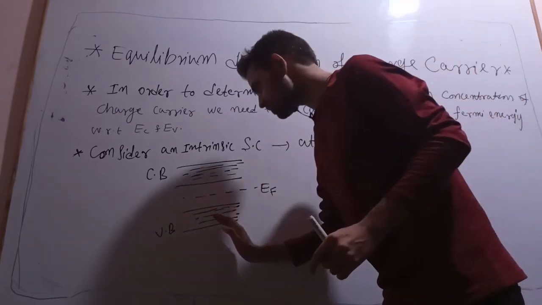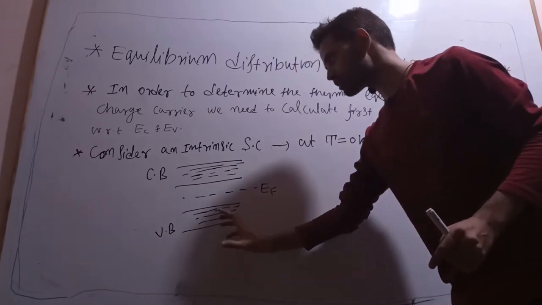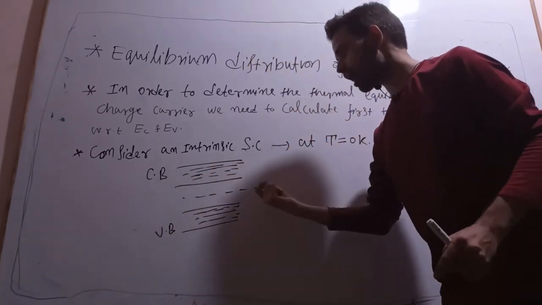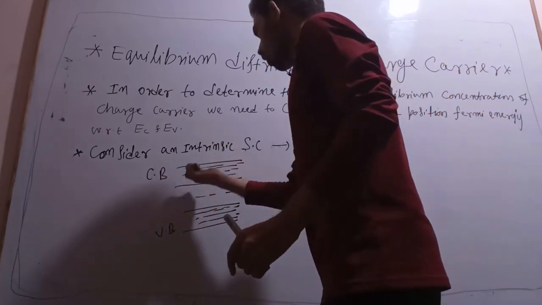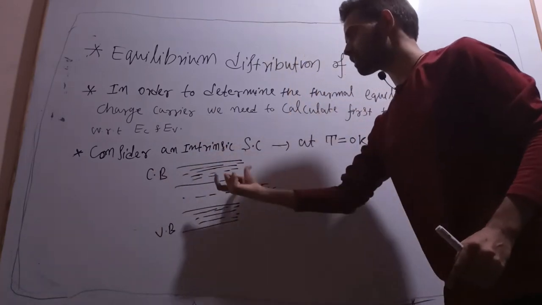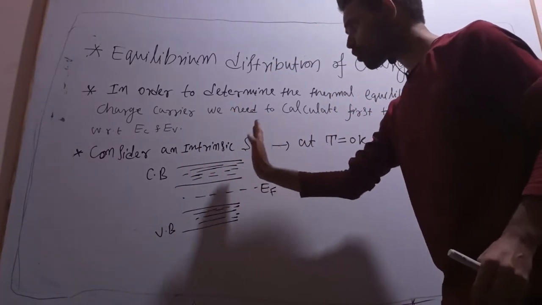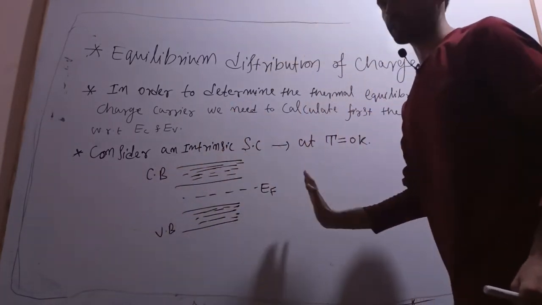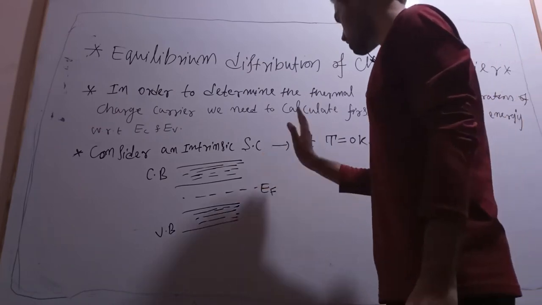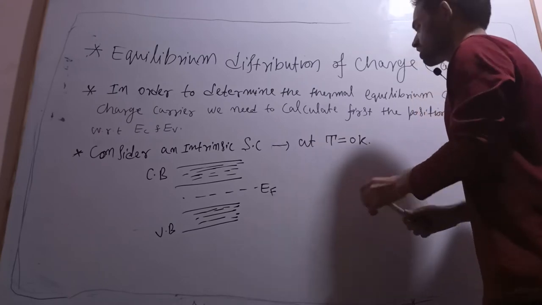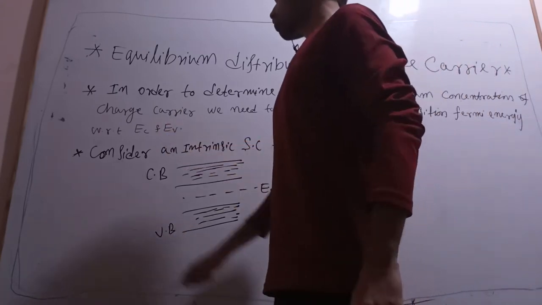Under 0 degree temperature, all the energy states in the valence band are occupied by electrons, or you can say are full of electrons, and all the energy states in the conduction band are empty of electrons. Empty means no energy state is occupied by an electron. That is the condition under 0 Kelvin temperature.